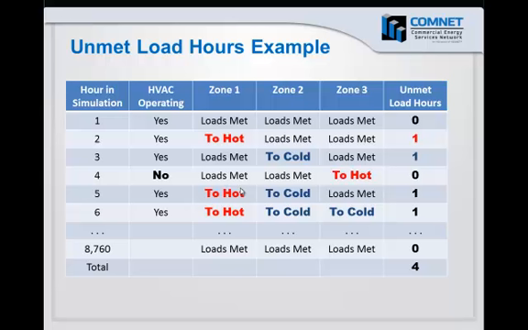Hour number 2 is too hot, and if it's too hot in just one zone, then it counts as a single unmet load hour. So, for instance, if you look at hour 6, zone 1 is too hot, and zones 2 and 3 are too cold. But those all occur at the same hour, so it only counts as one unmet load hour.